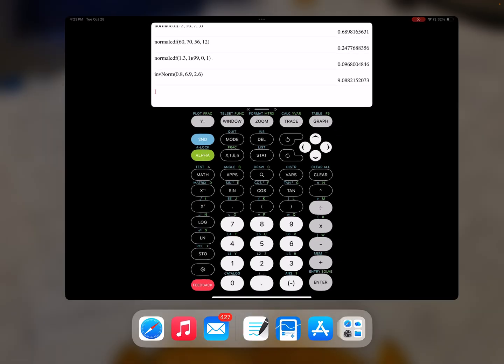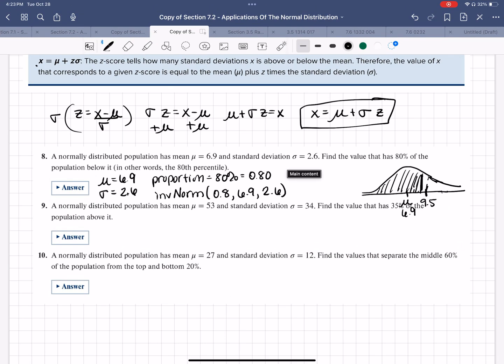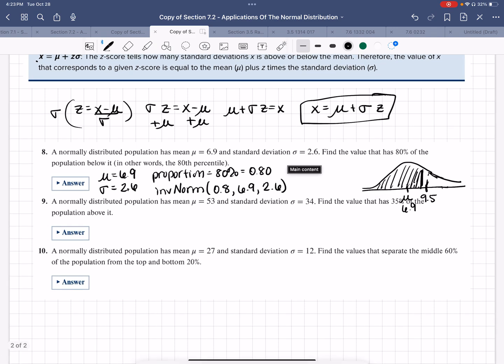What did we say, guys? I said it was going to be less than 9.5. Don't have to edit the video. Well, not that part anyways. And I get a value of 9.088.